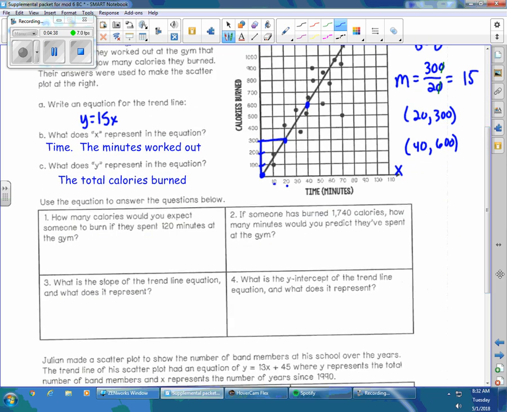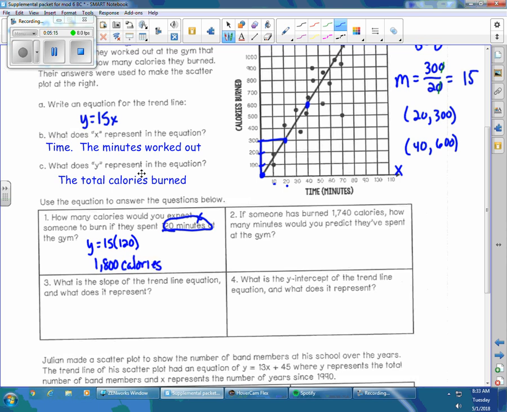So let's do that. How many calories would you expect someone to burn if they spent 120 minutes at the gym? So, okay, minutes is our x. So instead of x, I'm going to put 120 minutes. So this would be y equals 15 times 120. So grab your calculator. 15 times 120 is going to be 1,800 calories.